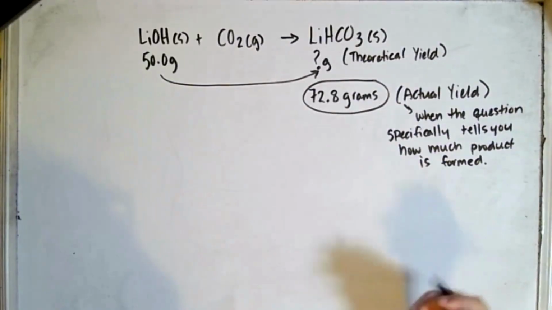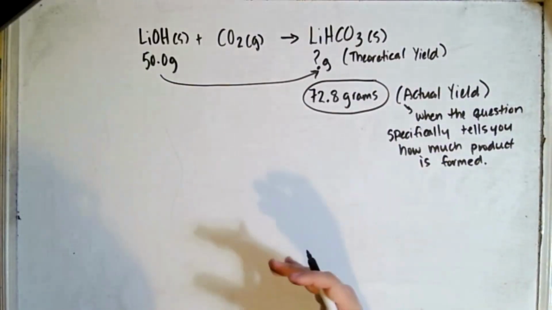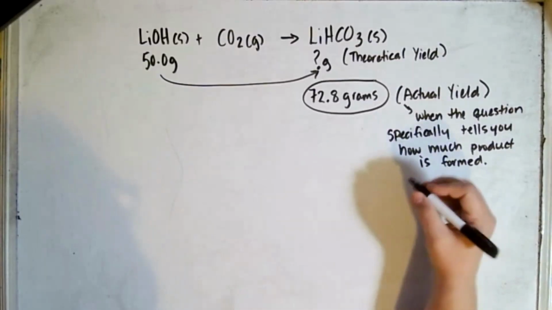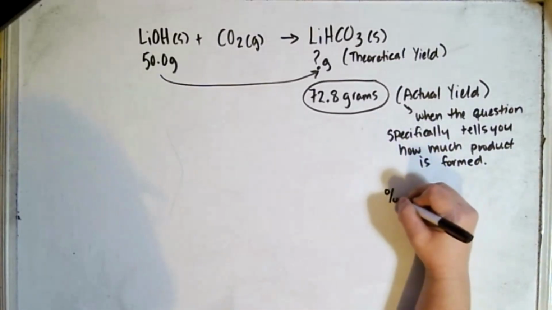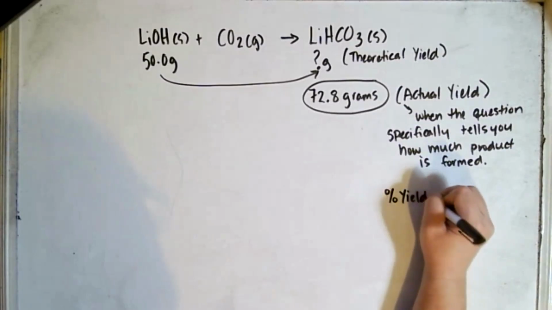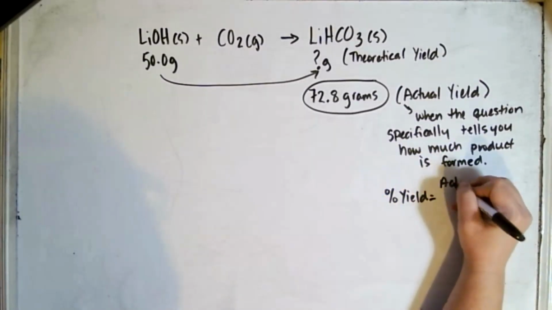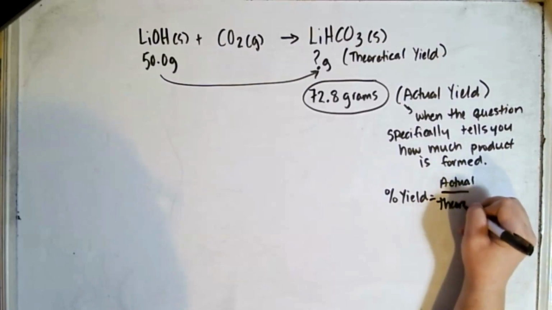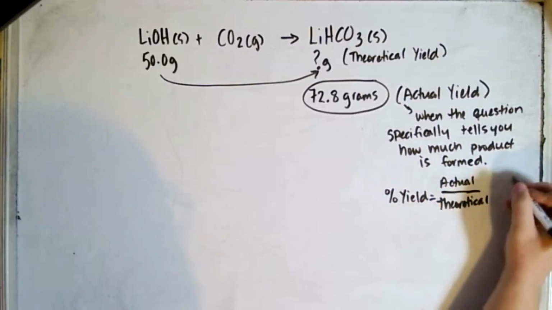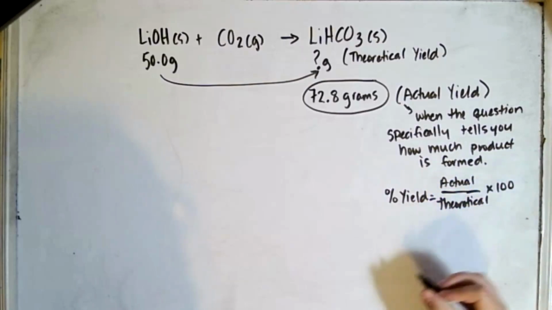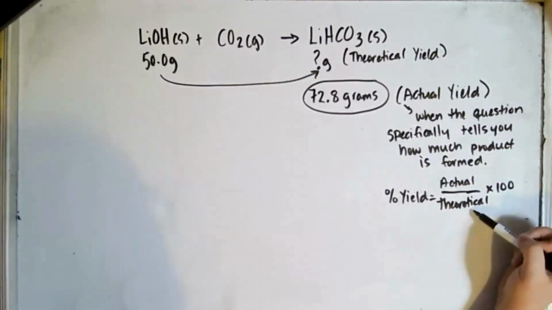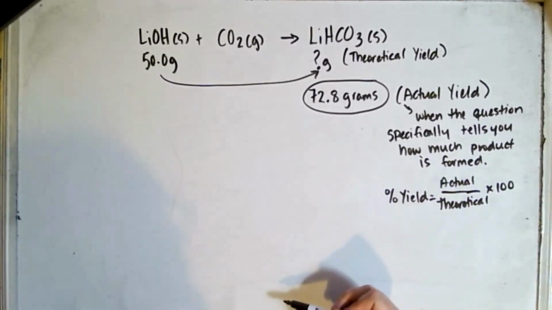Okay. And so what we're going to do, we want to find the percent yield. That's the question they asked us. They said, find the percent yield. Well, to find the percent yield, we'll write the formula for it over here. The percent yield is going to be the actual yield over the theoretical yield times 100. They gave us this number. We have to find this number, and then we can calculate the percent yield.